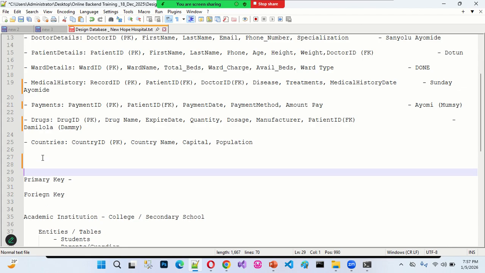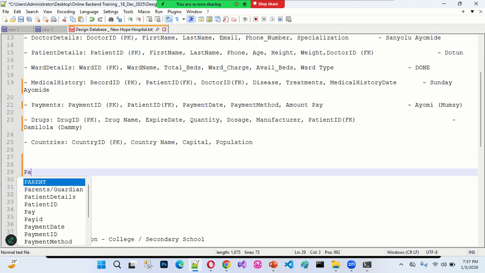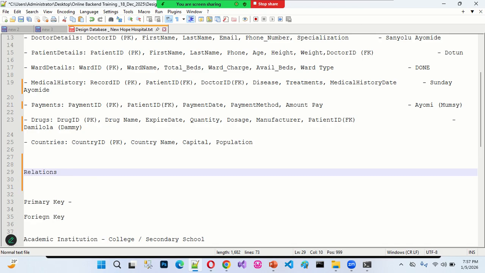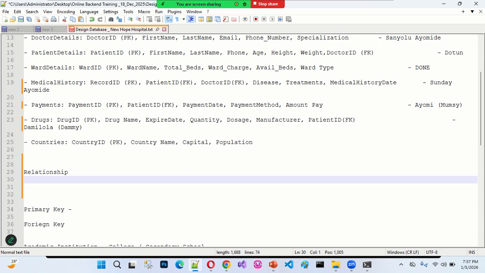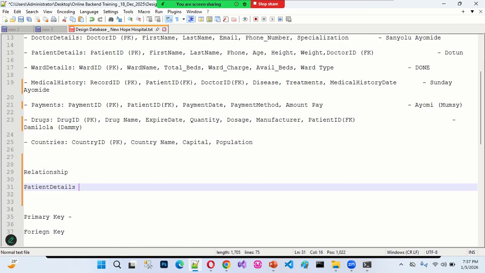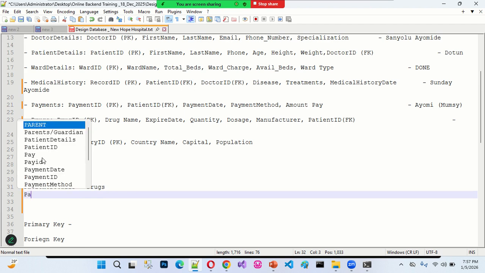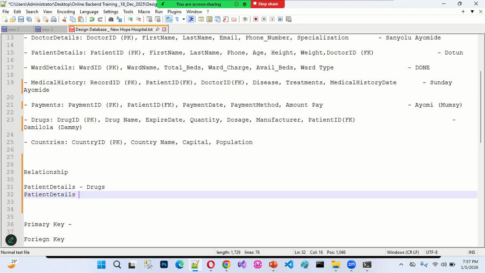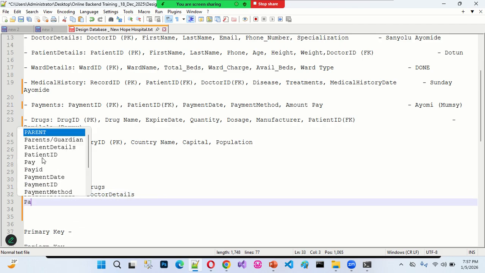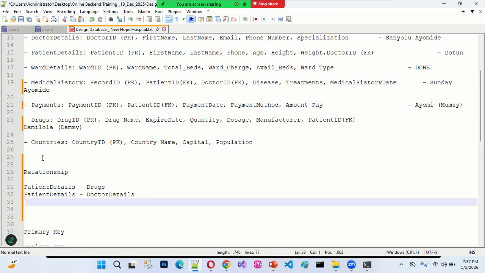So we can do something like this to do the analysis. That patient, I call it relationship. So I can say patient detail and drug. That's one drug. There is a relationship between them, and patient detail too. Patient also has a relationship with the doctors, with the doctor detail. Okay, patient also has a relationship. Okay, no, patient is the primary key now.